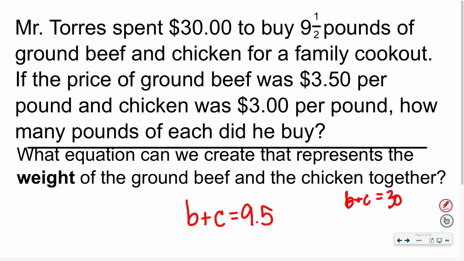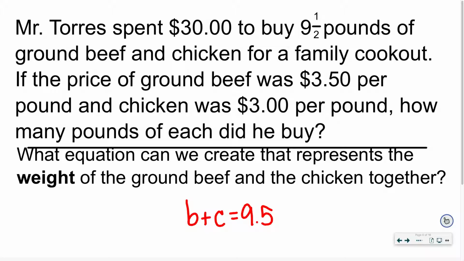No, because the weight of the beef and the weight of the chicken wouldn't equal $30. It would equal the pounds. So we could say the weight of the beef and the weight of the chicken together is 9.5 pounds.